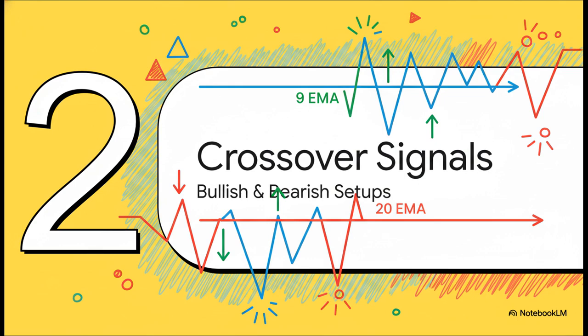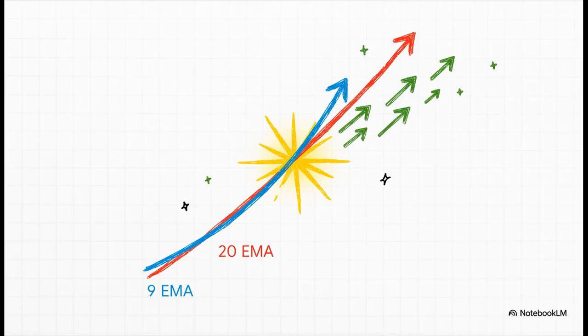Okay, now let's get to the fun part, the core of the strategy. This is where we watch how these two lines dance together to create clear, actionable trading signals right on your chart. The first signal we're looking for is the golden cross. This is a classic. It happens when our fast blue 9 EMA shoots up and crosses above the slower red 20 EMA. This is your sign that momentum is shifting and the buyers are starting to take control.